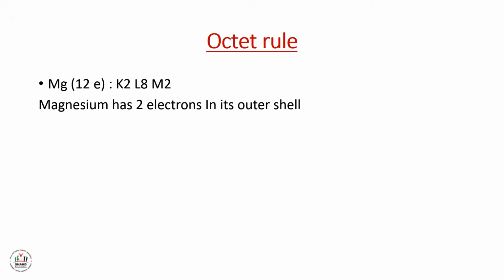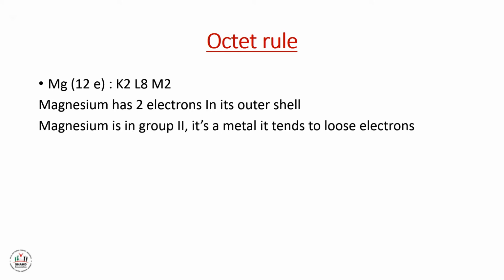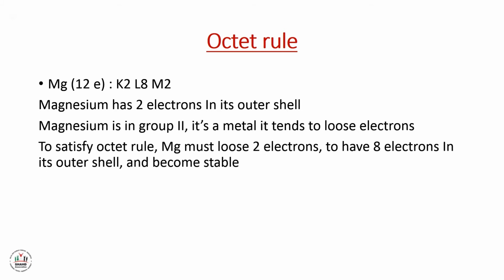Let's do an example on the Octet Rule. The magnesium atom, which has 12 electrons, has the electron configuration K2, L8, M2. Magnesium has 2 electrons in its outer shell. We say that magnesium is in group 2. It is a metal, so it tends to lose electrons. To satisfy the Octet Rule, magnesium must lose 2 electrons to have 8 electrons in its outer shell, and it becomes stable.